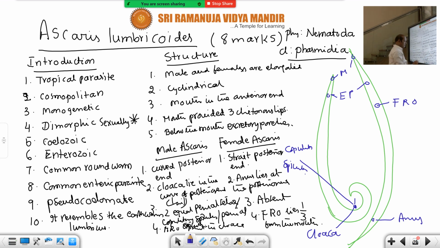And also one more difference is there: males are shorter than females. Males are shorter and females are longer. This is the major externally visible difference. This one is male Ascaris, and this is female Ascaris. Thus we can distinguish the males from females. Tomorrow we can see the life cycle.